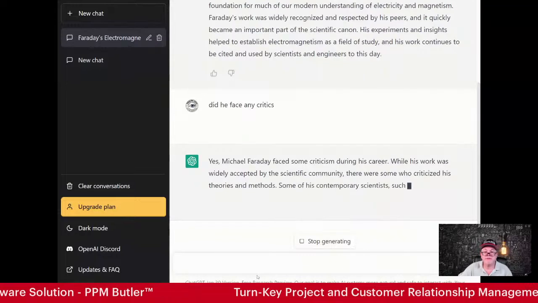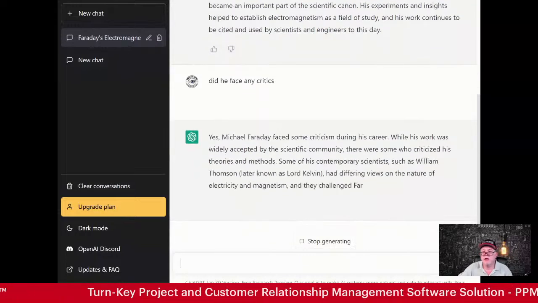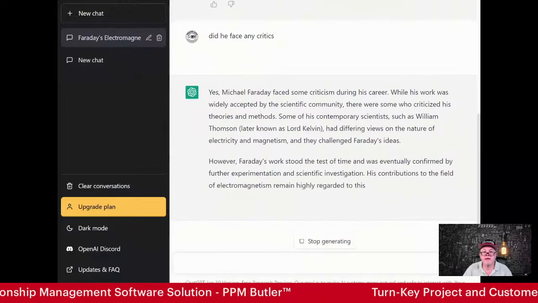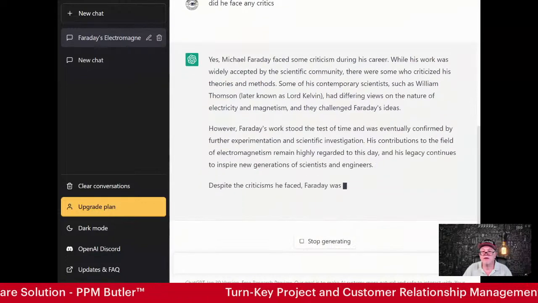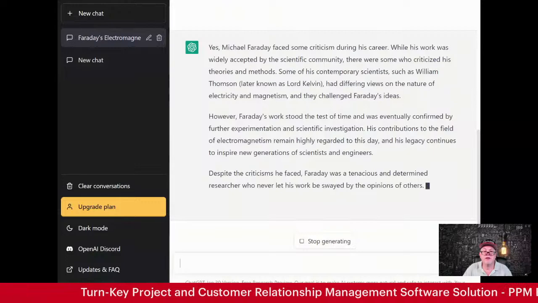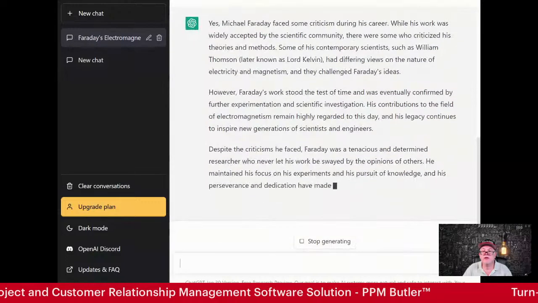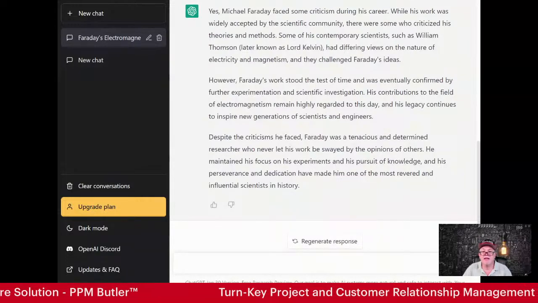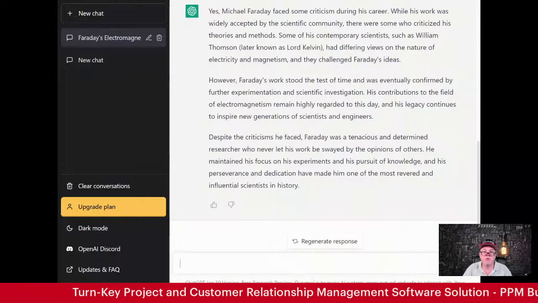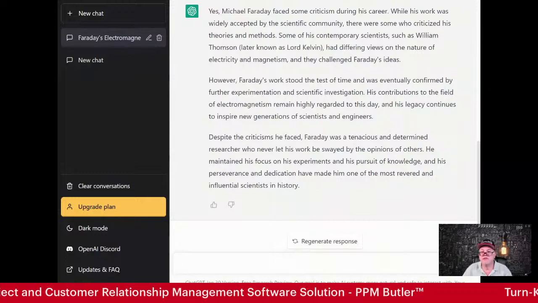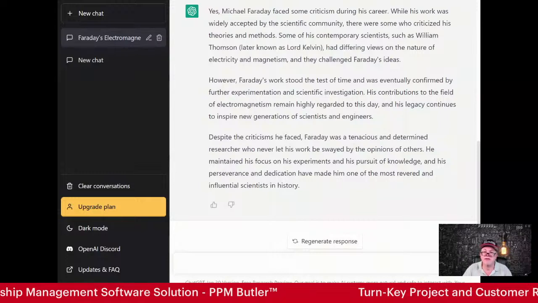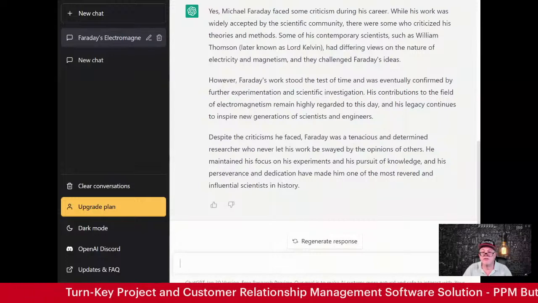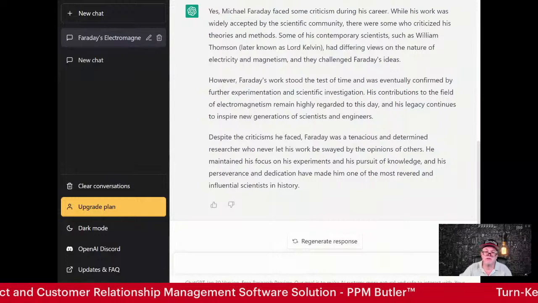It says yes, Michael Faraday faced some criticism during his career. While his work was widely accepted by the scientific community, there were some that criticized his theories and methods. Some of his contemporary scientists, such as William Thomson, later known as Lord Kelvin, had differing views on the nature of electricity and magnetism, and they challenged Faraday's ideas. However, Faraday's work stood the test of time and was eventually confirmed by further experimentation and scientific investigation. His contributions to the field of electromagnetism remain widely regarded to this day, and his legacy continues to inspire new generations of scientists and engineers.